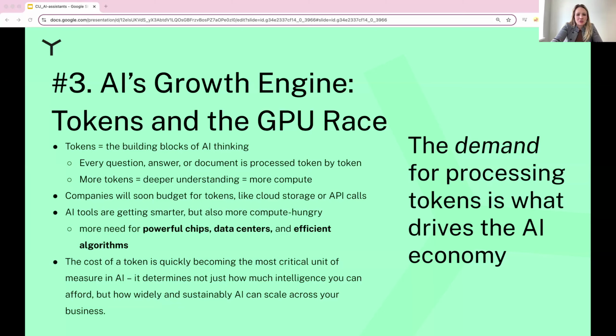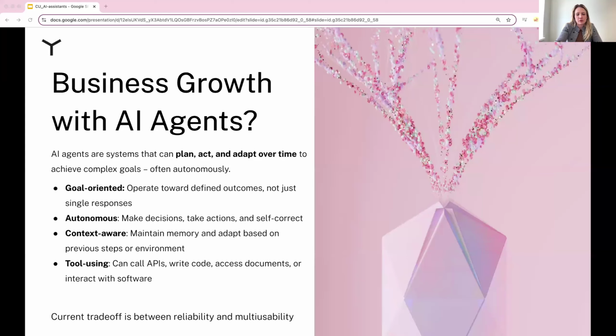Okay, but jumping over to business growth with AI agents. So what are agents then? You've probably all heard about them. They're quite the buzz of the day, and most likely also a great way to gain that business value from generative AI. So basically, AI agents are described to be systems that can plan, act, and adapt over time to achieve complex goals, and often autonomously.